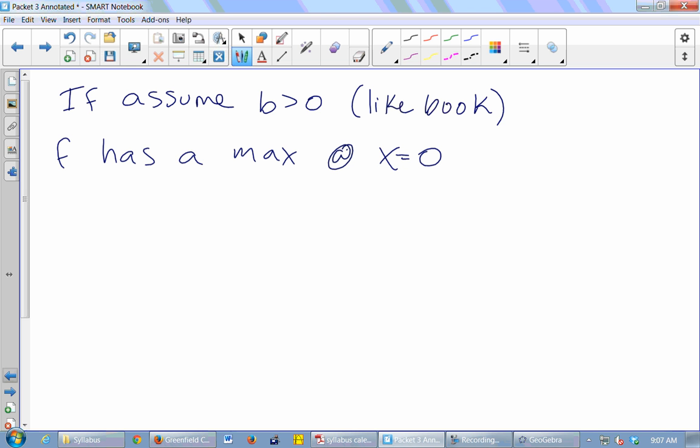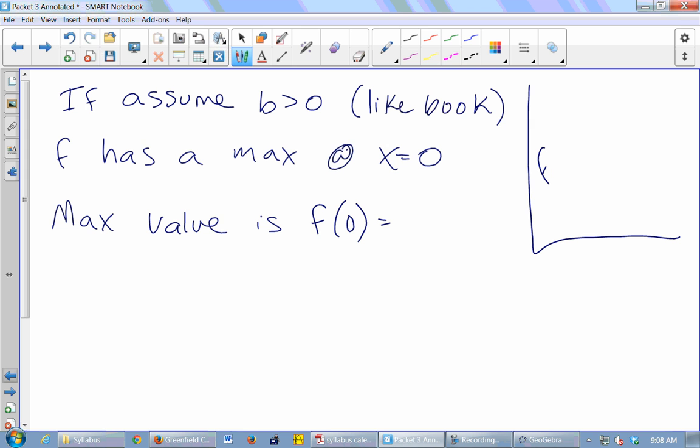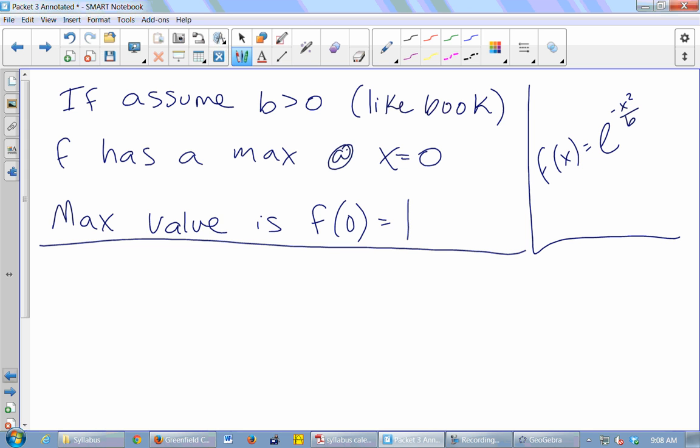Can we figure out its maximum value? What do I do to get the maximum value? Plug 0 into the original equation. Yeah, so f of 0. Remember, f of x is e to the negative x squared over b. So if I plug in a 0 for x, that's e to the 0, and I get 1. All right, so I know its end behavior. I know where its maximum is and what it is.